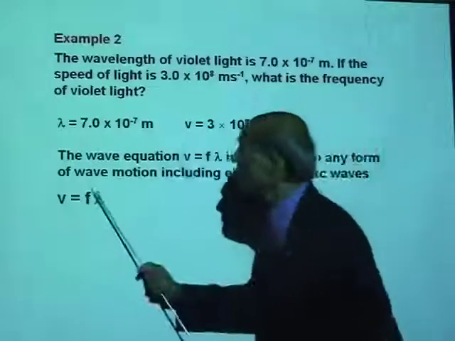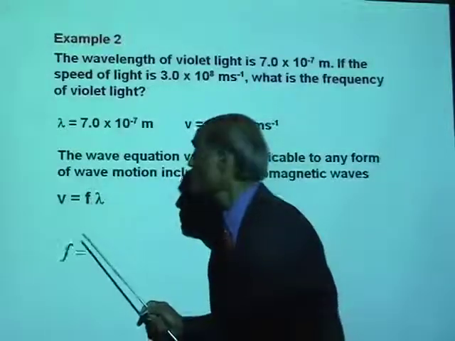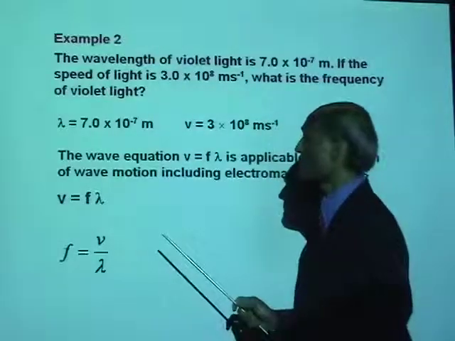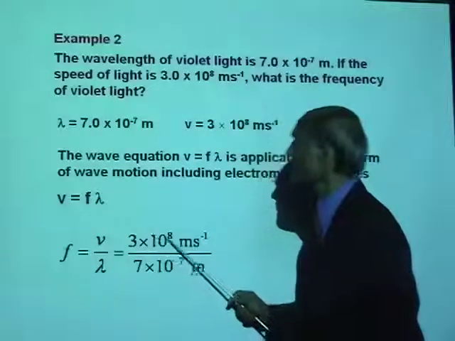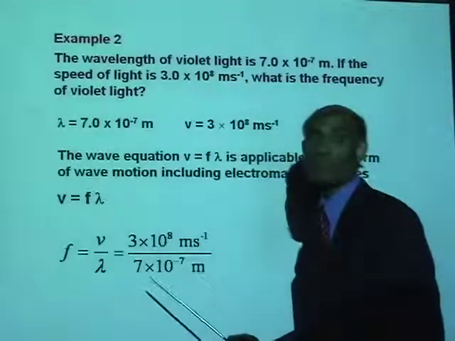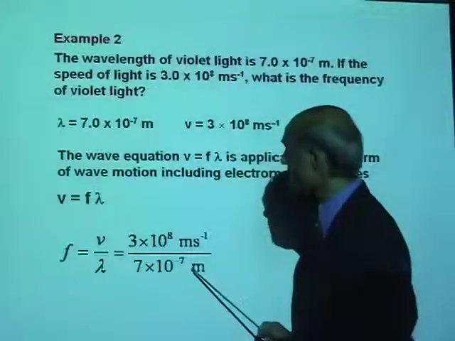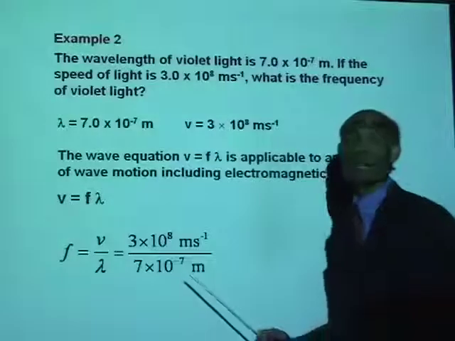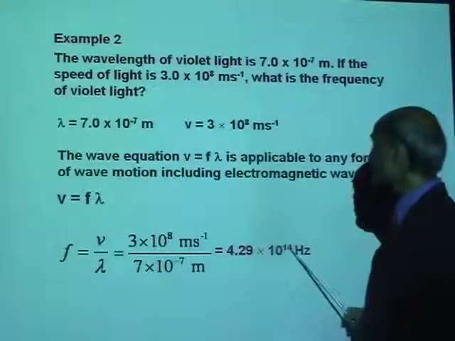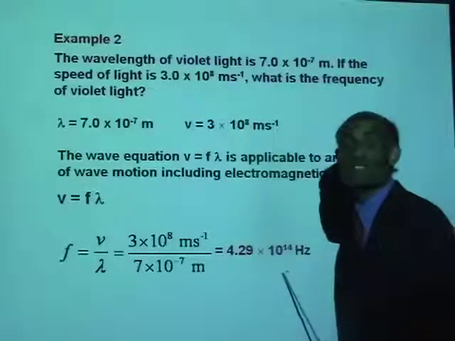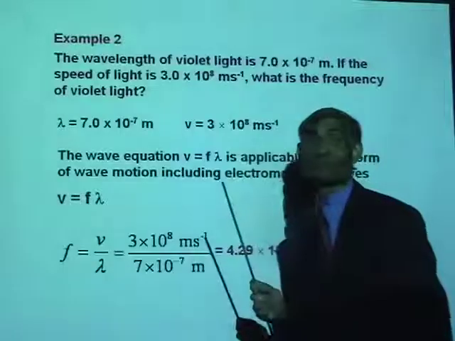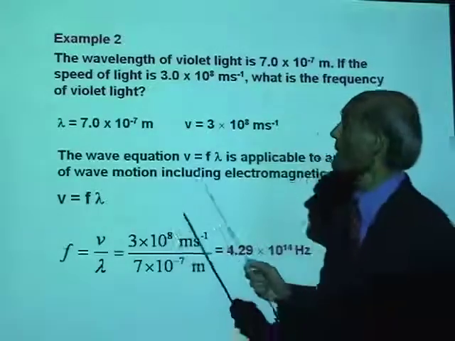We need to find the frequency. Solve for the frequency. f equal to v over lambda. That will be 3 times 10 to the 8 meter per second divided by 7 times 10 to the negative 7 meter, and that is 4.29 times 10 to the 14 hertz, the frequency of violet light. Okay, let's do another one.